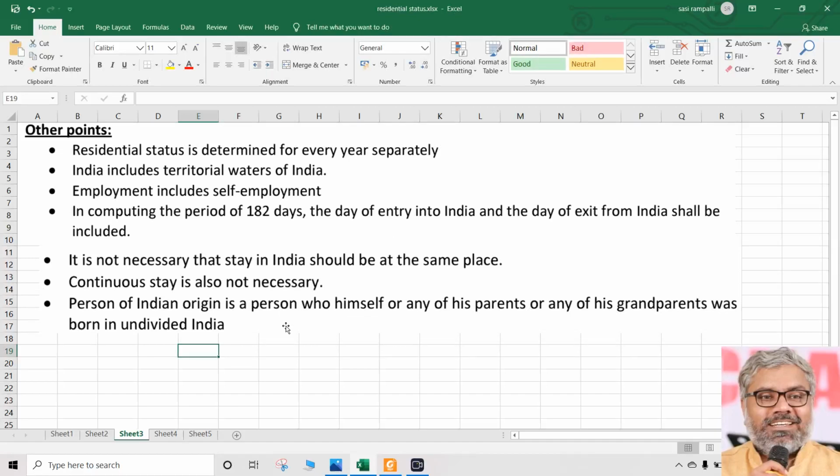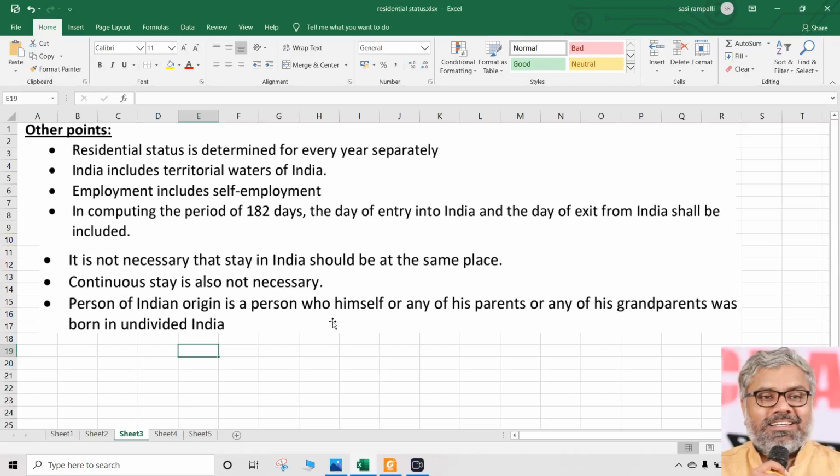And a very important point to note here is undivided India. So somebody was born in India does not make him person of Indian origin. Somebody born in undivided India, or any of his parents born in undivided India, or any of his grandparents born in undivided India makes him person of Indian origin.